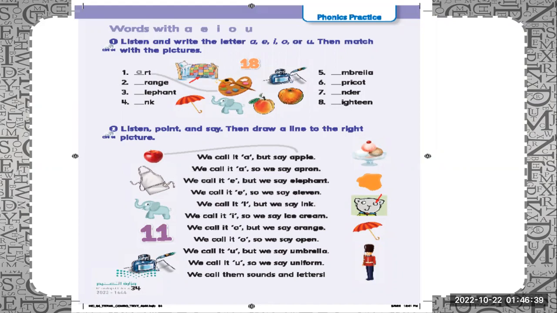So number 1, ant, short A. Orange, O, long O. This is orange. 3, elephant. Short E. Ink. Short I. Umbrella. Short U. Apricot. A. Under. Short U.